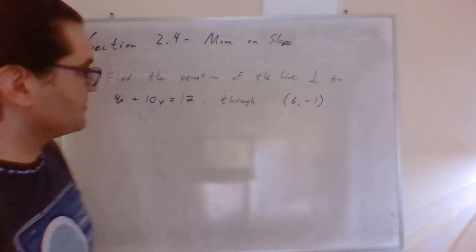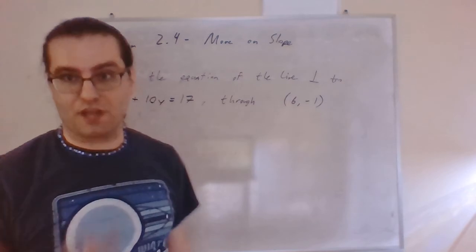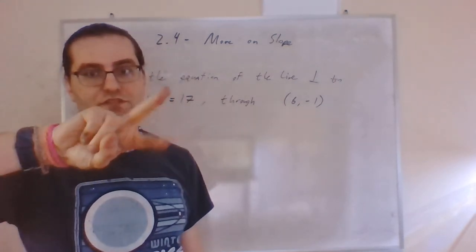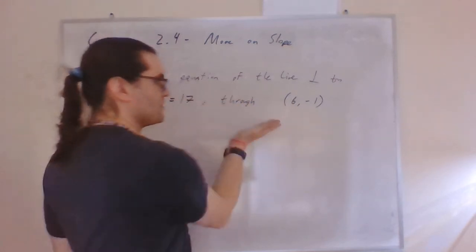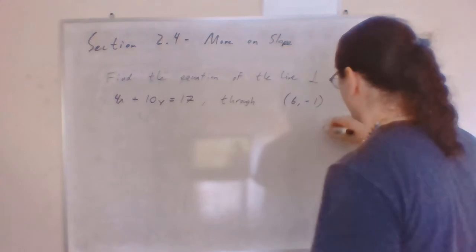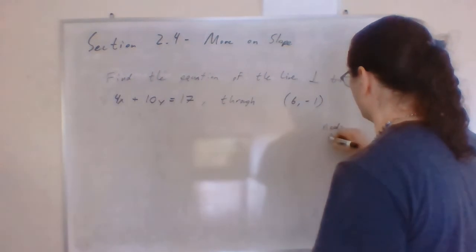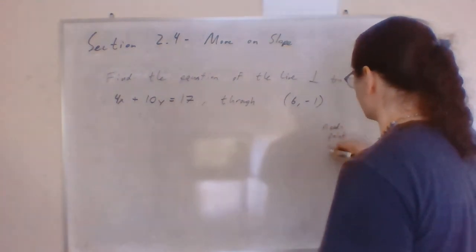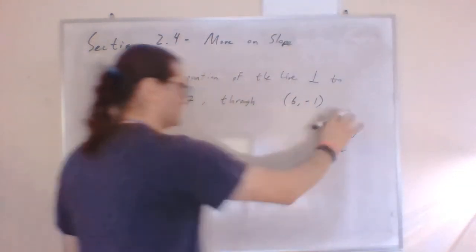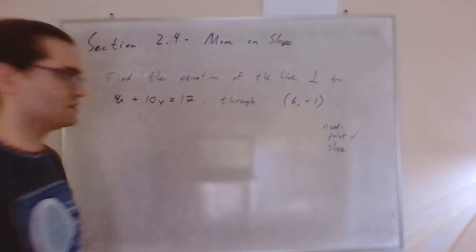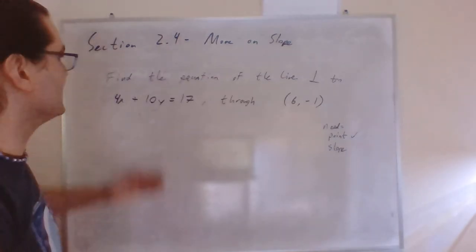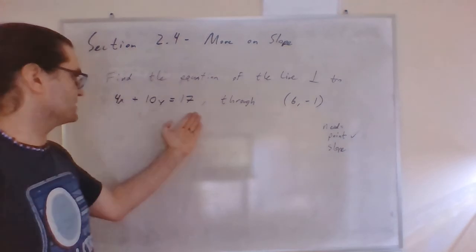Just like in the other problems, we want the equation of a line. That means we need two pieces of information. We need a point and a slope. We are given the point. Let me write this down. We need a point and a slope. We have the point. Check. The point is (6, -1). That's given. We're all set. We need the slope. And all we know about the slope is that it needs to be perpendicular to this.